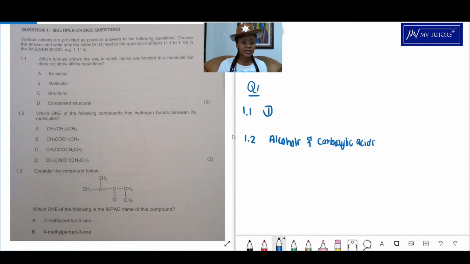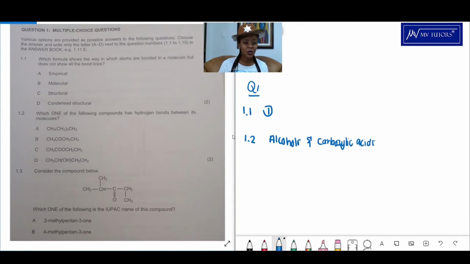A looks like an alkane, so no. And then B, we have an oxygen atom somewhere in the middle. This must be a ketone. And C as well, we have two oxygen atoms next to each other. I don't know what that would be. I haven't seen that in this course.